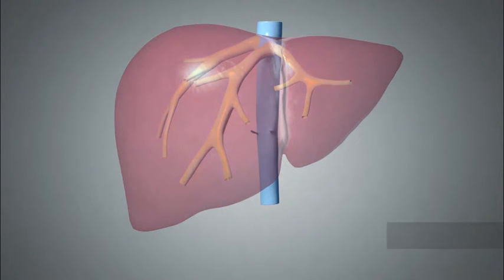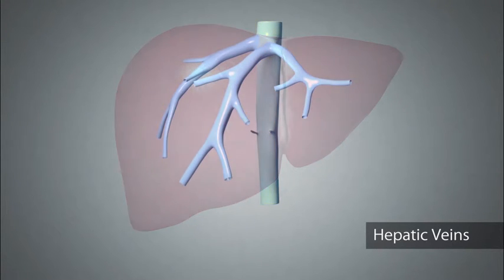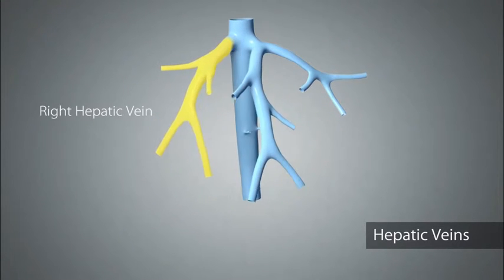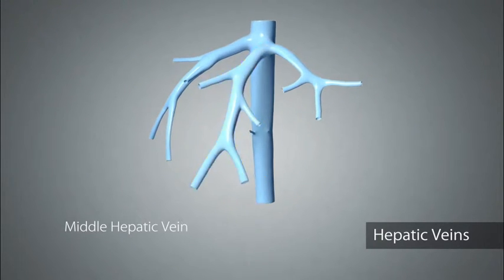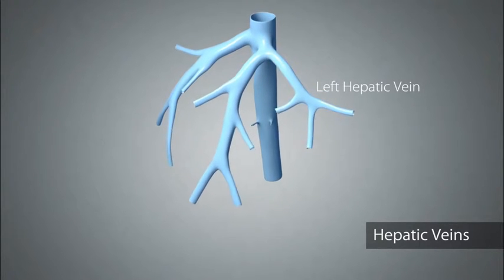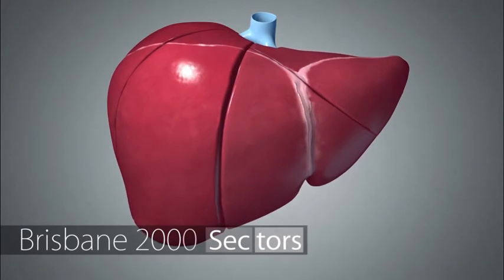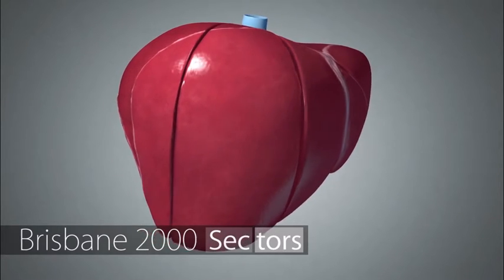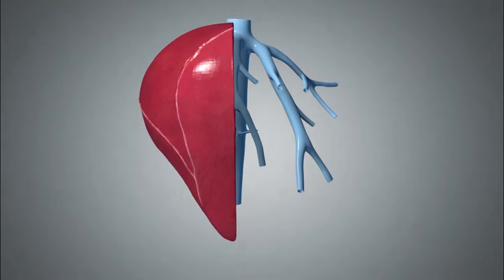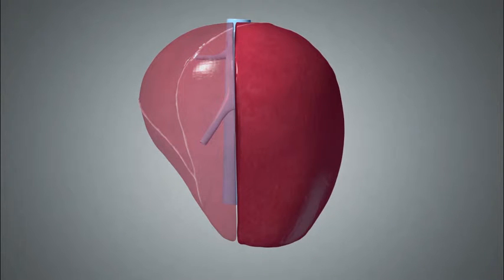The hepatic veins function to drain the blood from the liver to the IVC. The main veins include the right hepatic vein, middle hepatic vein, and left hepatic vein. According to Brisbane 2000 terminology, the hepatic veins function to divide the liver into sectors. The right hepatic vein separates the right posterior sector from the right anterior sector.